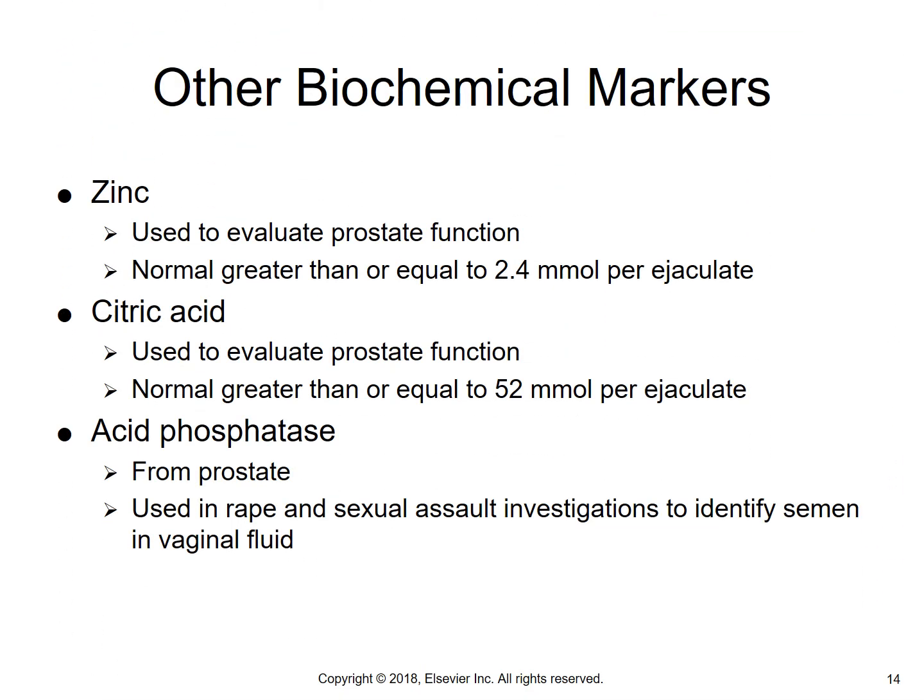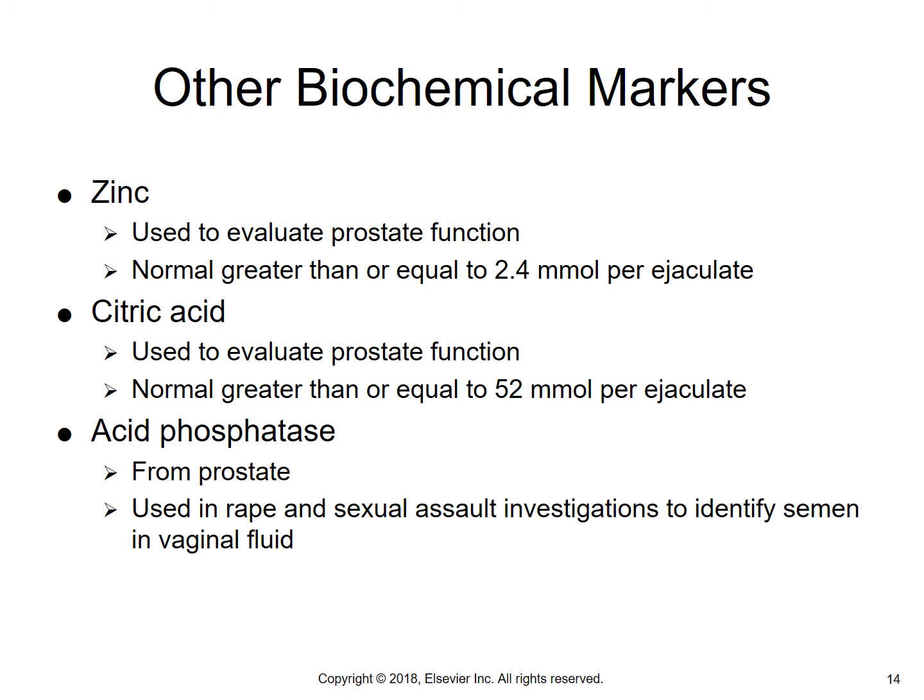Biochemical markers can also be used. Zinc and citric acid are markers that tell us about the function of the prostate. Any correlation with low zinc levels could indicate an infection of the prostate. In addition, citric acid is a major anion in semen and as well can help determine if there's any kind of prostate problem.